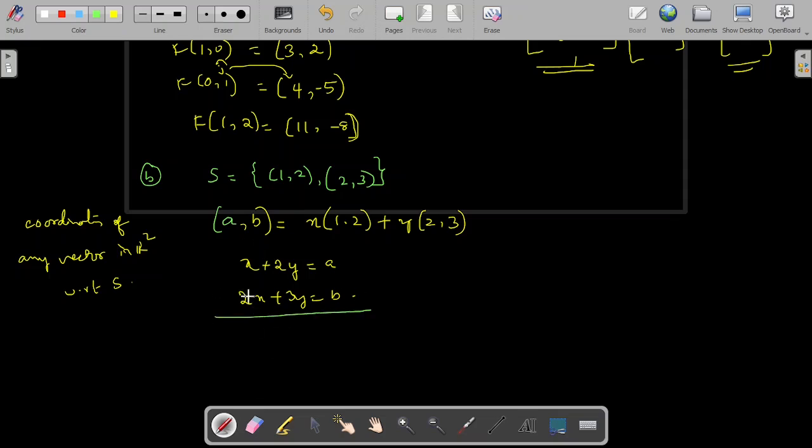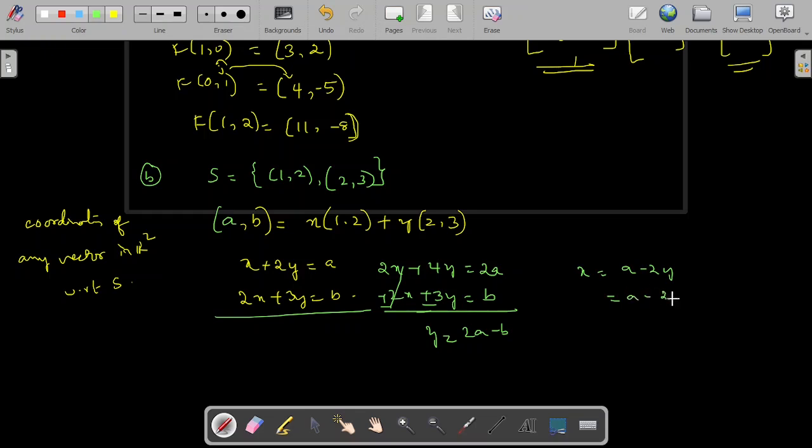Now you have to solve this system. This gives you 2x plus 4y equal to 2a, and here 2x plus 3y equal to b. Now subtract these equations, so you will get y equal to 2a minus b, and here x equal to a minus 2y, that gives you a minus 2 into (2a minus b). So x equal to a minus 4a plus 2b. So x equal to 2b minus 3a. This is the value of x.